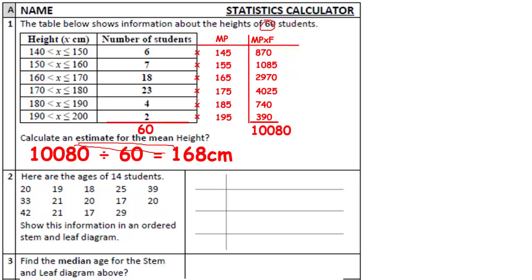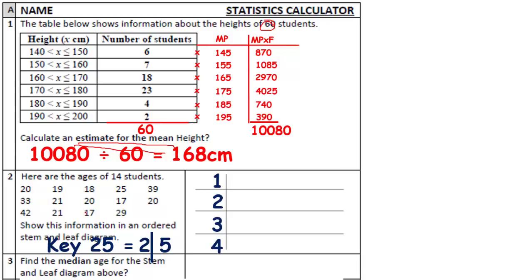A lot of you know how to do a stem and leaf diagram. However, don't be overly confident. Do take your time. Always make sure you put a key. Yep, always make sure you put a key. You get a mark for that. Identify the biggest and the smallest value and then do your stem. And then as you go through the values, tick them off.